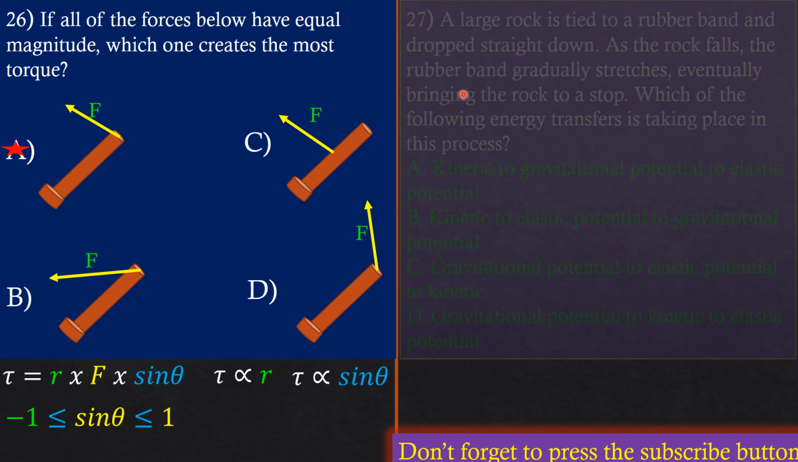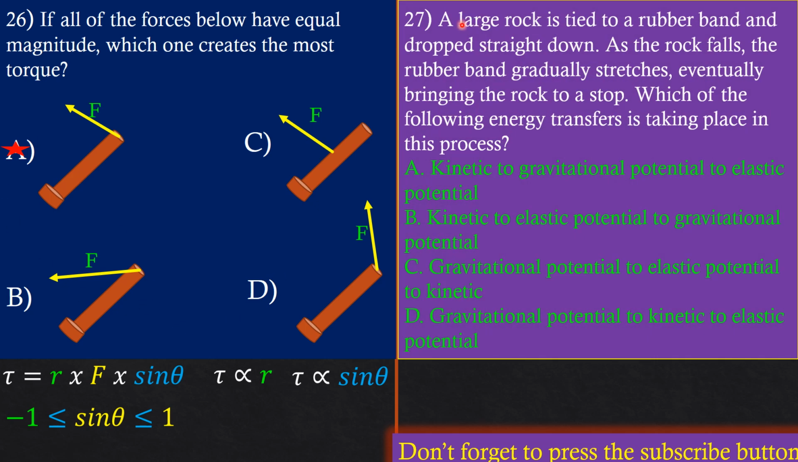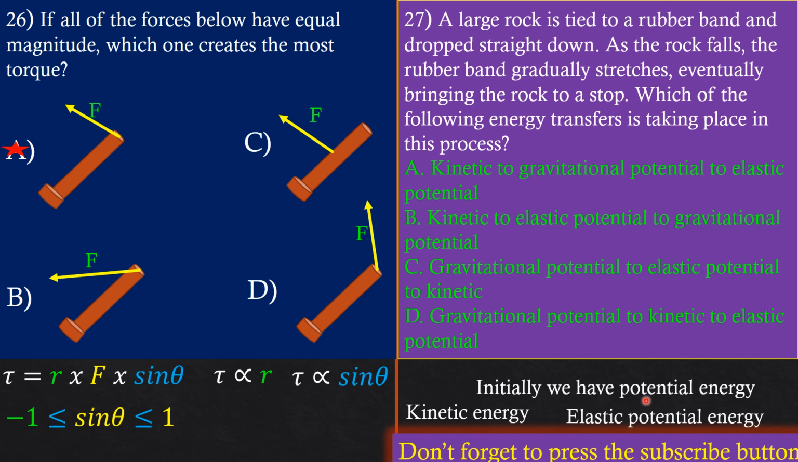Okay, question 27 simply reads: a large rock is tied to a rubber band and dropped straight down. As the rock falls, the rubber band gradually stretches, eventually bringing the rock to a stop. Which of the following energy transfers is taking place in this process? A, kinetic to gravitational potential, and the rest. Alright, so guys, let's simply analyze that. Initially, the rock has gravitational potential energy. When it is being lowered, it has kinetic energy. When it eventually reaches and stretches out, it has elastic potential energy.